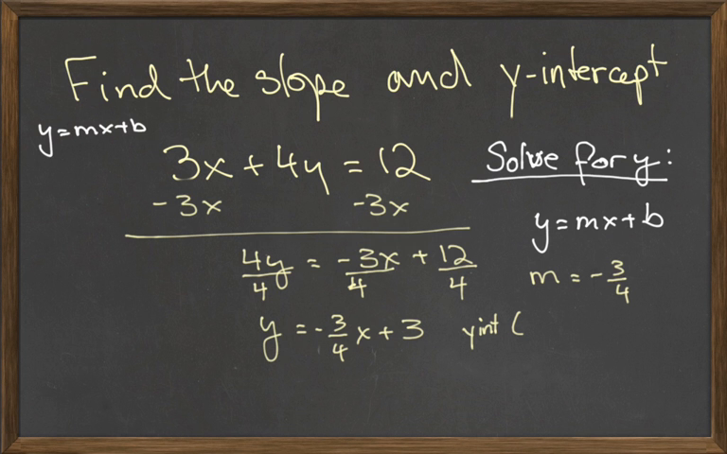Let other people have a chance. All I hear is you, Caden. What's the y-intercept? 0, 3. Thank you. Okay.